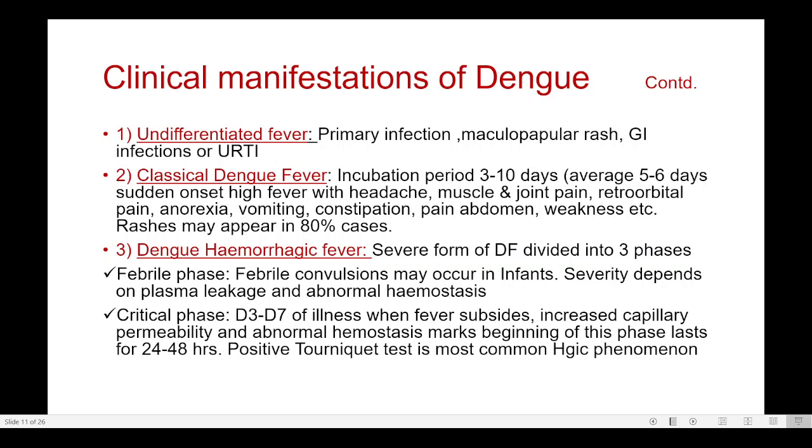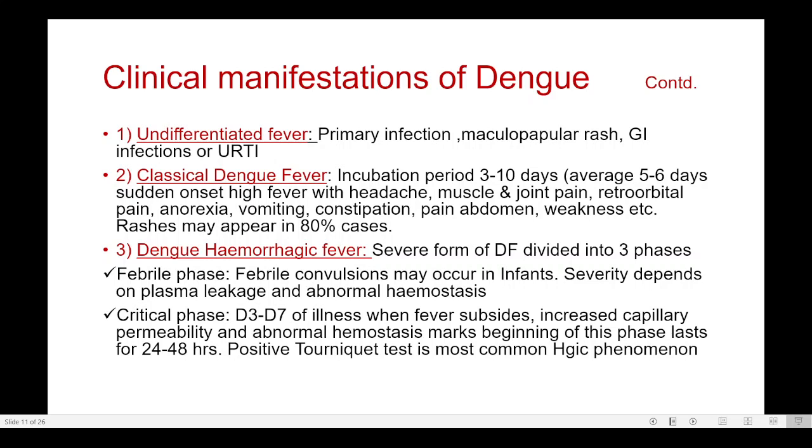Now the second category is classical dengue fever. The incubation period of dengue fever is usually 3 to 10 days, on an average 5 to 6 days. Sudden onset, high fever, 39 to 40 to 41 degrees centigrade. It may be biphasic in some cases. That means the fever rises, lasts for a few hours to one day, and then can come down, and the second peak occurs. It may be associated with headache, muscle and joint pain, retroorbital pain, anorexia, vomiting, constipation, pain abdomen, weakness.